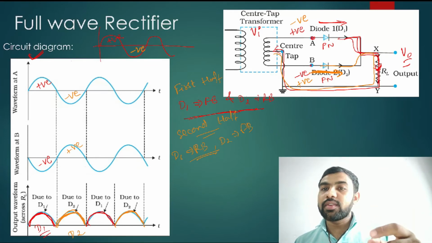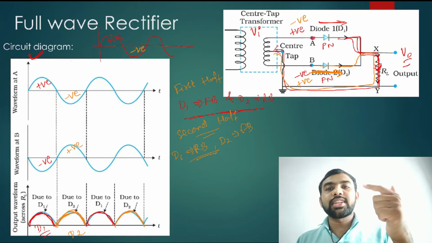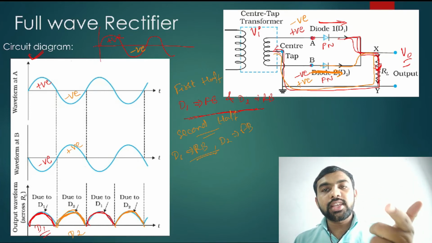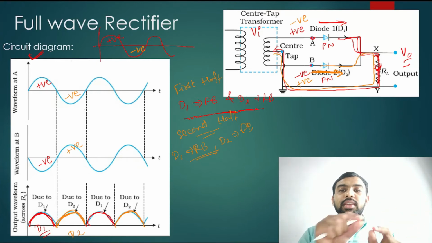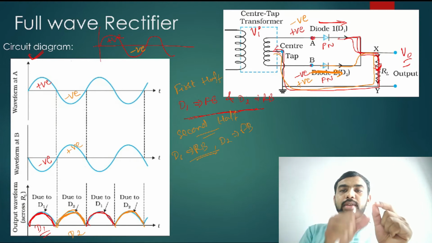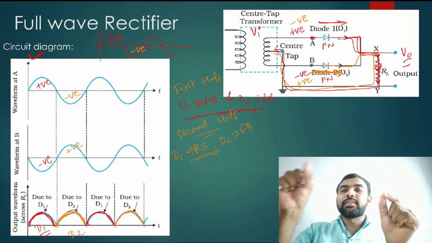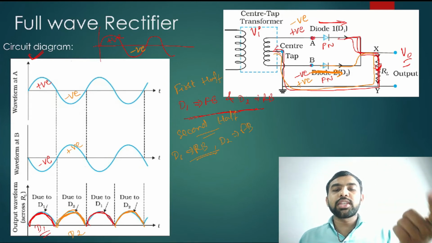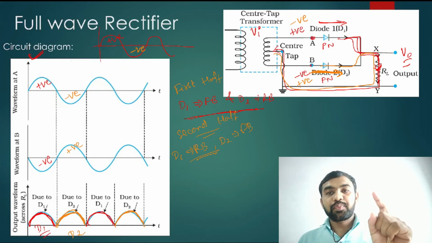Here A and B are given to us, but it is the same current. When A is positive, at that time B is negative. When A is negative, at that time B is positive. So these graphs are opposite to each other. If A is like this, then B is like this, opposite. And current is allowed through diode 1 or diode 2 at a time.